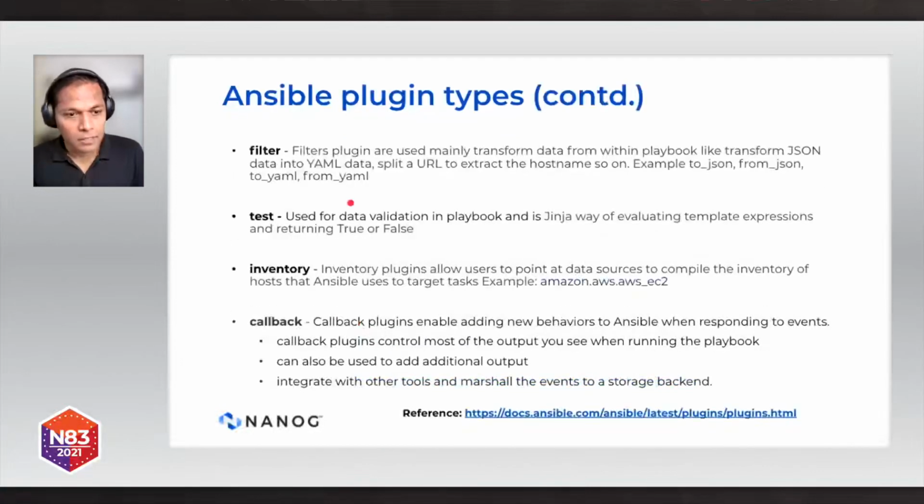Then filter plugins are used mainly to transform data. They are mainly used for data manipulation. An example of this is if I have received a JSON structure from a remote host and I want to convert it into YAML or some other readable format, this is where filter plugins come into the picture. Examples of this are to JSON, from JSON, to XML, from XML, and so on.